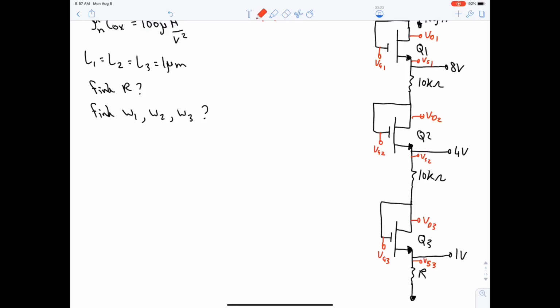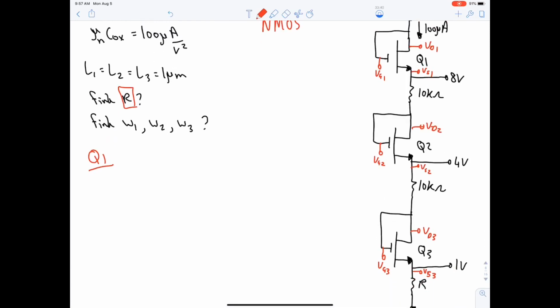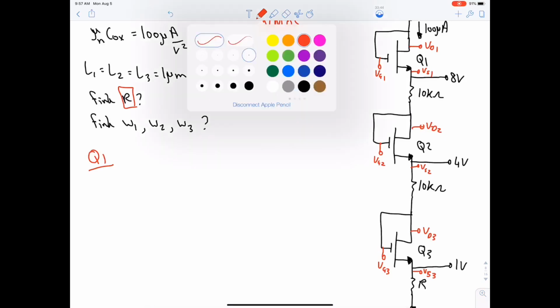Okay, let's begin with Q1. Here they did not ask for the mode of operation because they are all saturation, and they asked for R also. R is at the bottom. Anyway, let's begin with Q1. It doesn't matter where you start, by the way, Q1 or start from Q3. Let's begin with Q1. We need to check for the region.